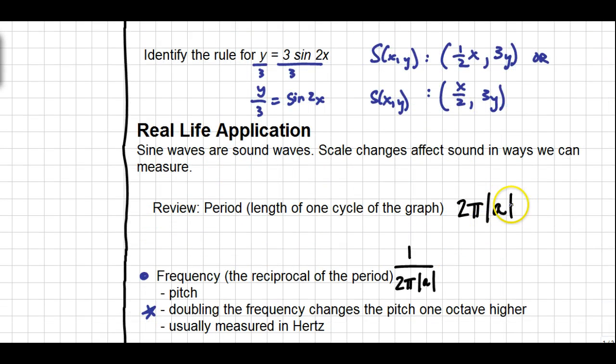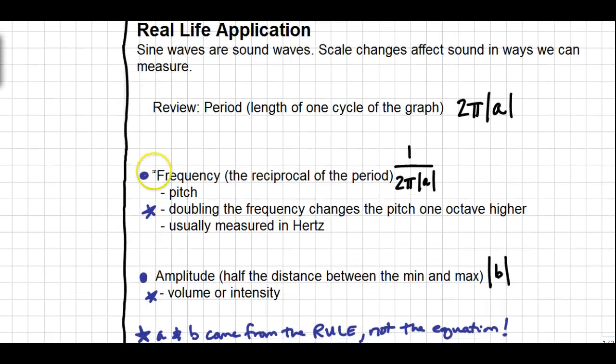So that a value, regardless of it being positive or negative. That's why it's got the absolute value symbol. If you multiply the period by a, that'll tell you what the new period will be after it's been scale changed. We need to know the period in order to answer two real-life applications of how the sound or the sine wave is affected.